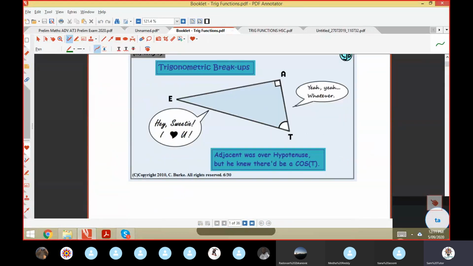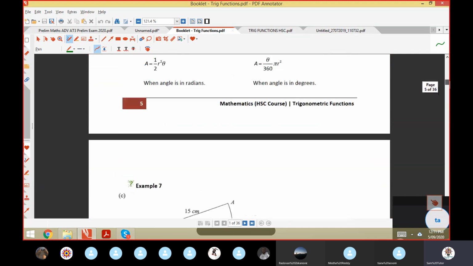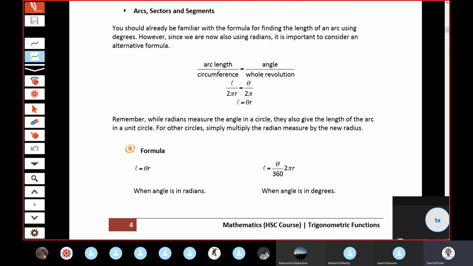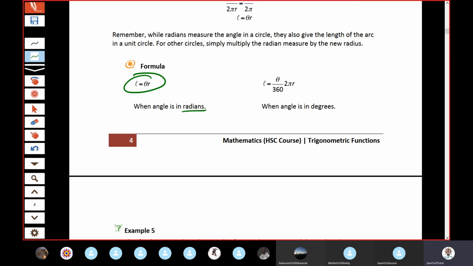Okay. Sectors and segments. Obviously, you need to know your formulas. You pick one. Obviously, L equals r theta, if your angle is in radians. Circumference equals 2 pi r, theta on 360, you can use that one as well. You've got to remember your theta is in degrees. Cool. It doesn't matter which one you use.